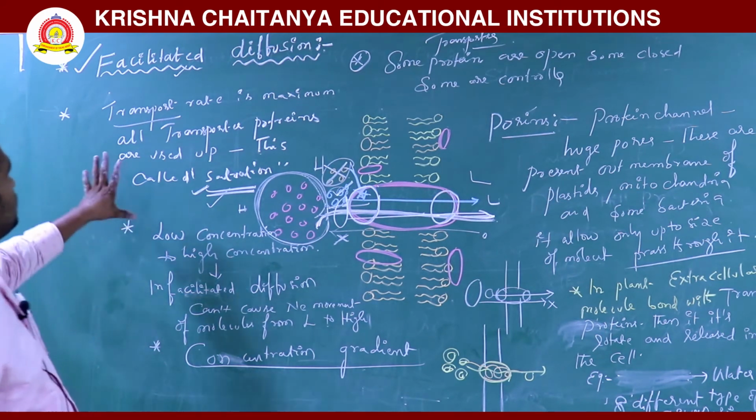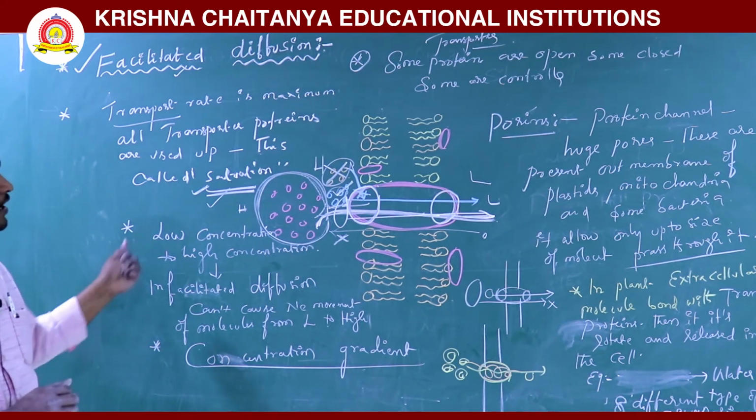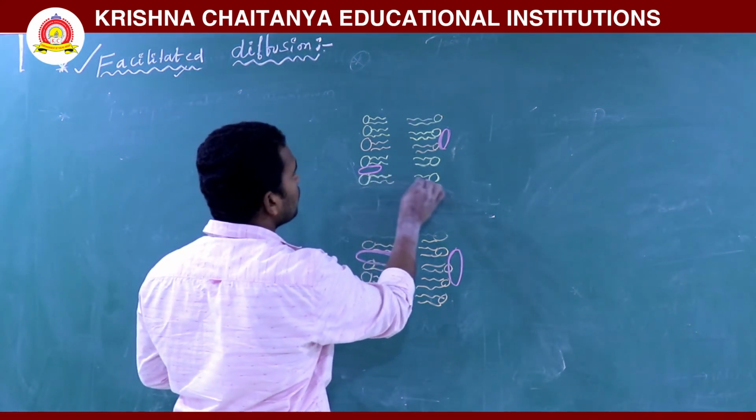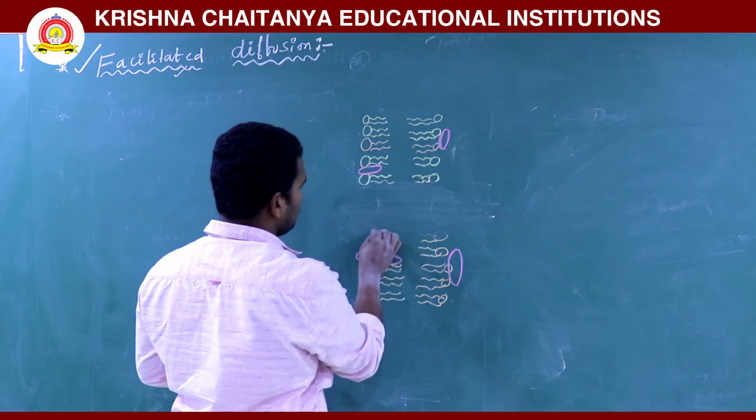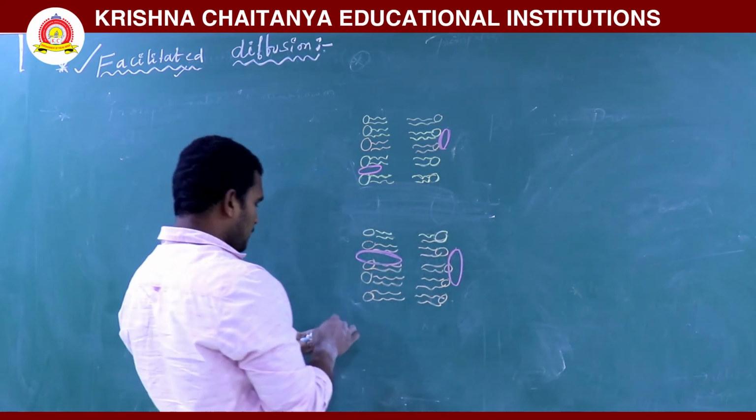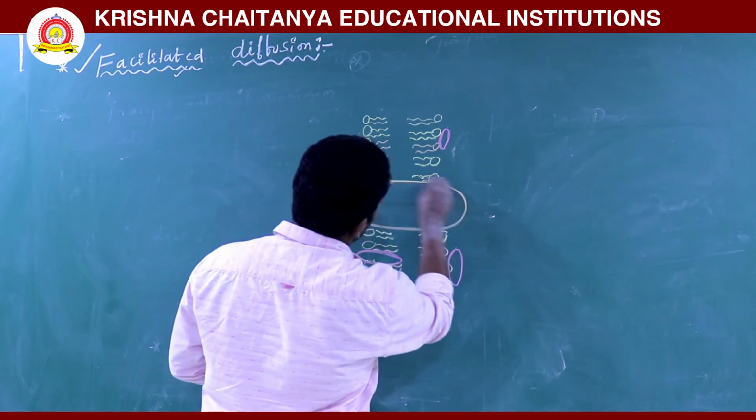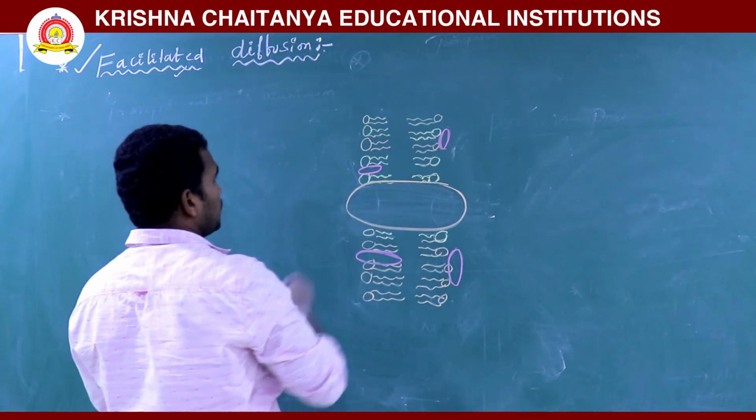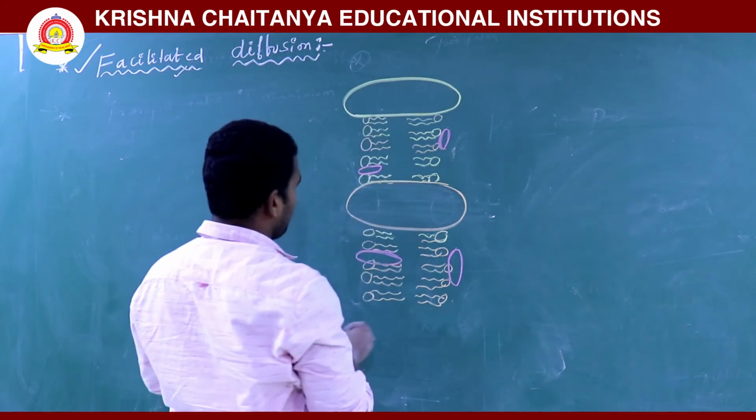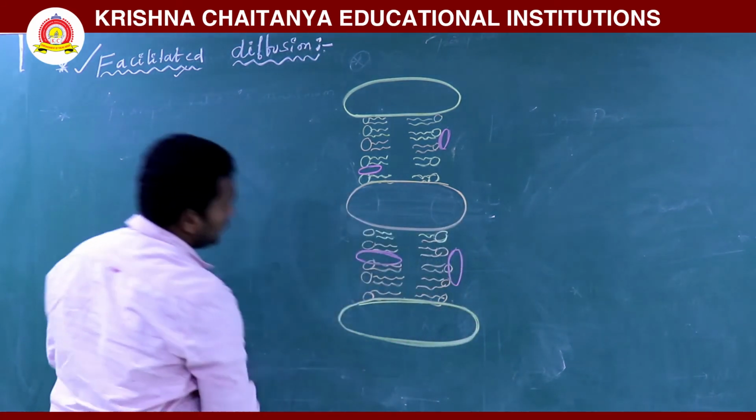So this is the facilitated diffusion. Next, in continuation, we will discuss symport, antiport, uniport. Here, see, this is the membrane, with transporter proteins. Here also one transporter protein, here also one transporter protein. For example, we will draw it like this, and then explain.